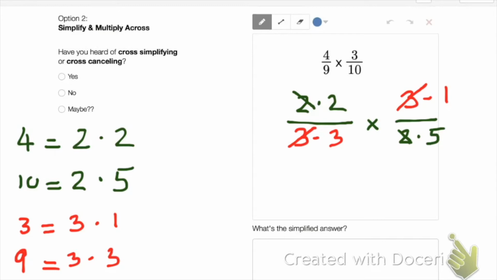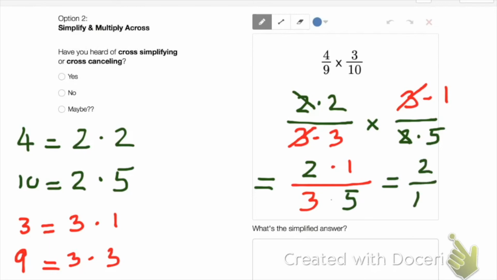So what is left on the numerator? 2 and 1. What is left on the denominator? We have 3 and 5. 2 times 1 is 2 and 3 times 5 is 15. So we get the same answer.